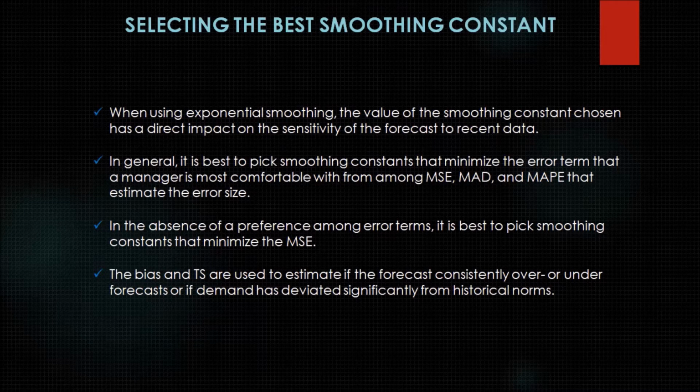The bias and TS are used to estimate if the forecast consistently over or under forecasts, or if demand has deviated significantly from historical norms. So that is all for the forecast theories, and the theories' application will be explained in Excel form.